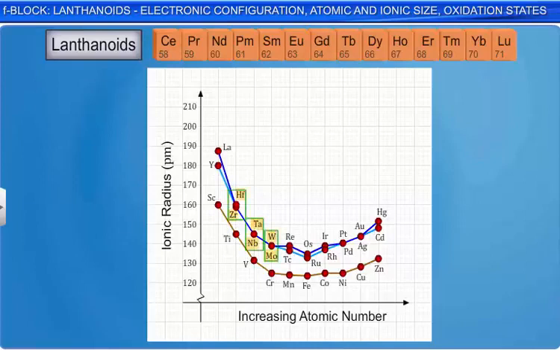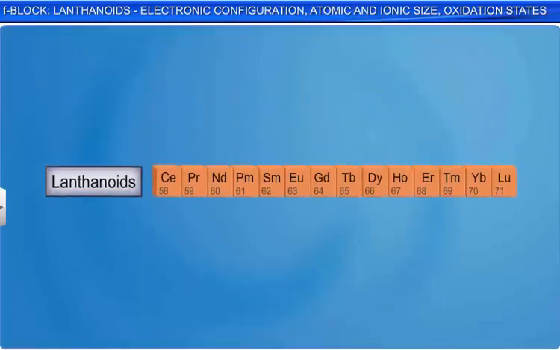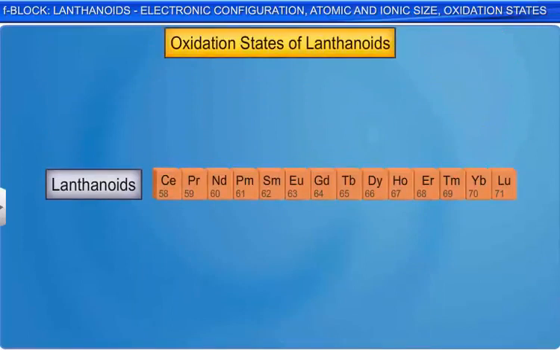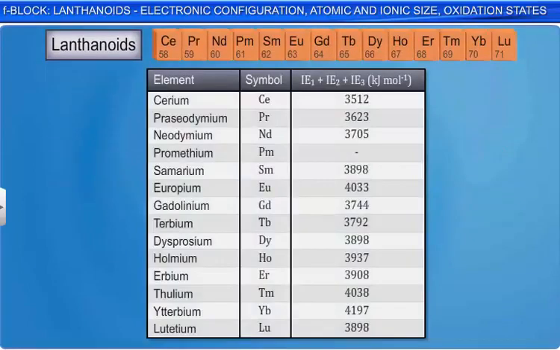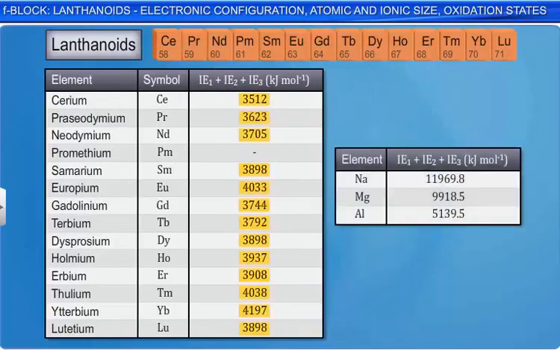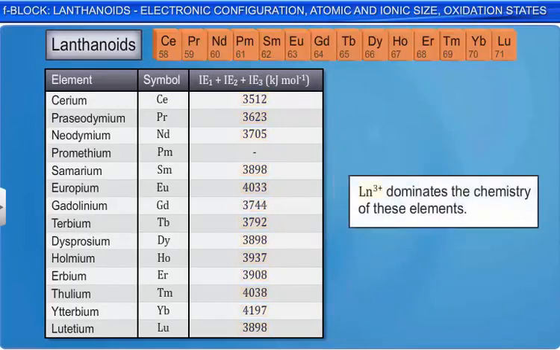Now, let us look at the oxidation states of these elements. The sum of the first 3 ionization energies for each element is given in the table. The values are low. Thus, the oxidation state of +3 is ionic, and the trivalent lanthanoid ion dominates the chemistry of these elements. The divalent and tetravalent lanthanoid ions that do occur are always less stable than trivalent lanthanoid ions.